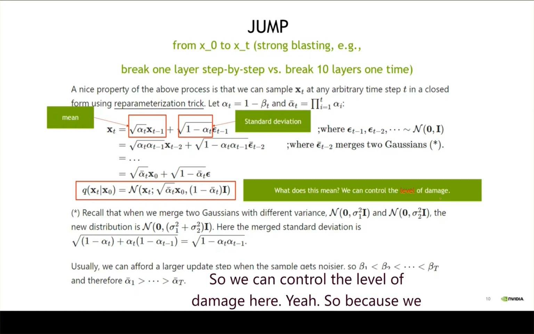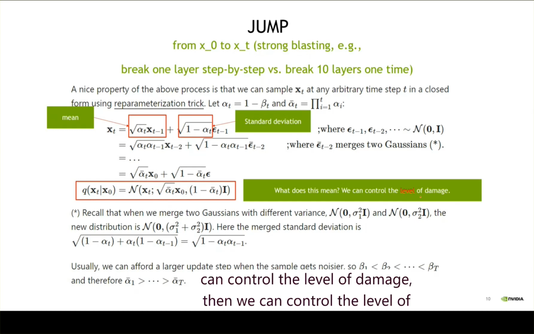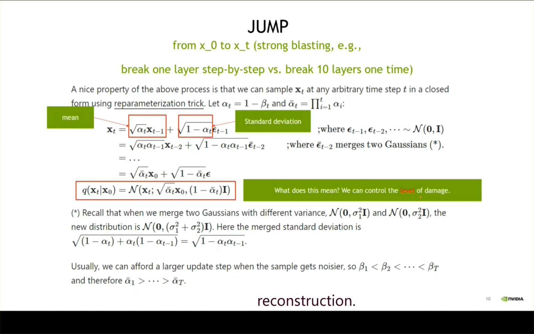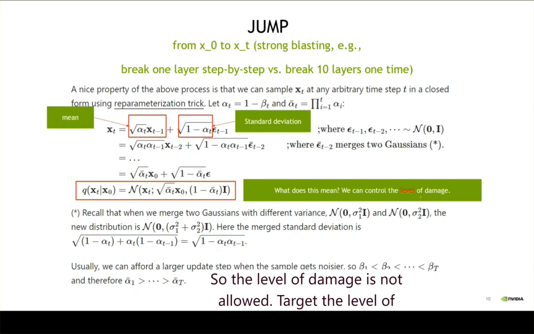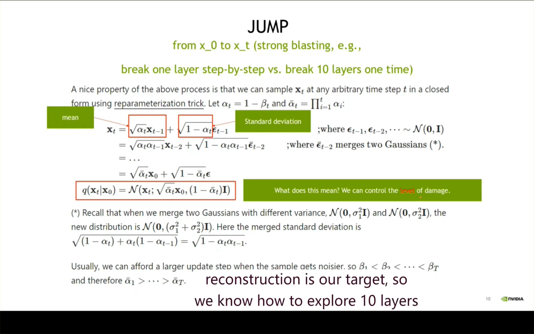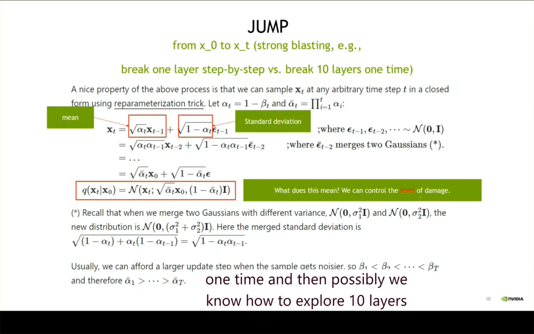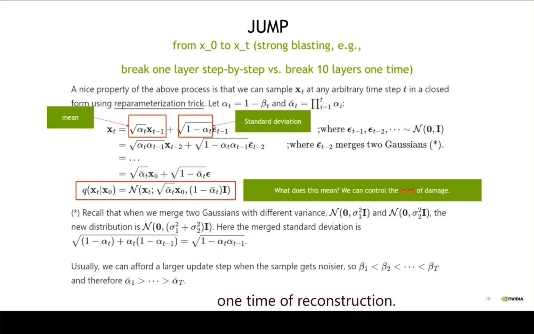So we can control the level of damage here. Because we can control the level of damage, we can control the level of reconstruction. The level of damage is not our target; the level of reconstruction is our target. So we know how to explode 10 layers at one time, then possibly we know how to reconstruct 10 layers at one time.